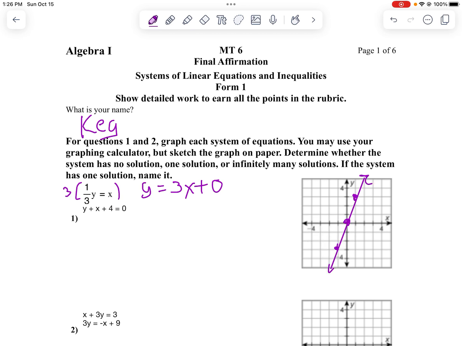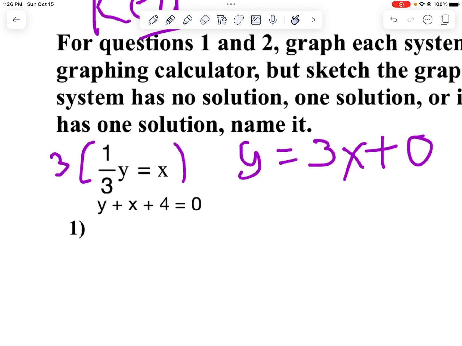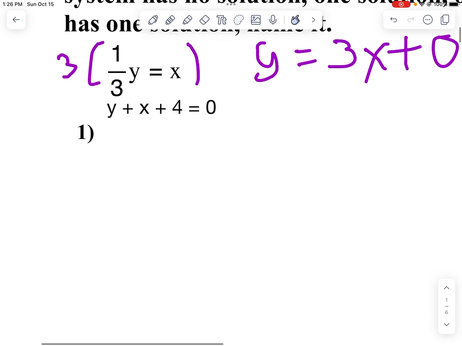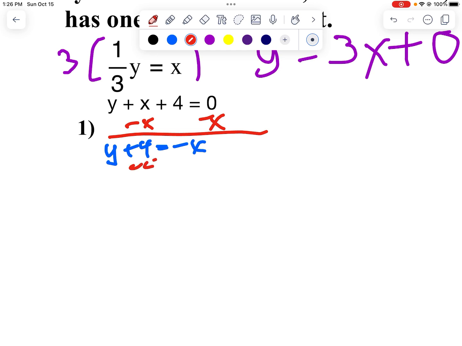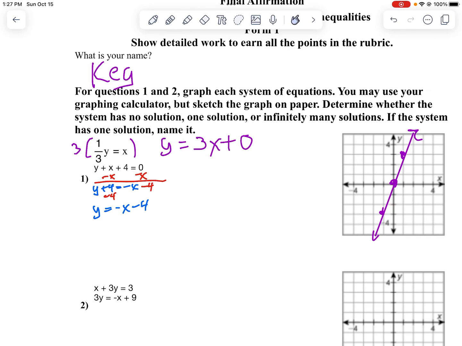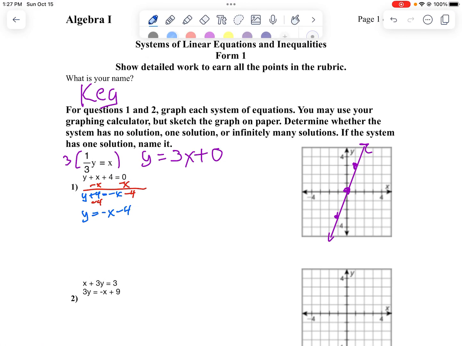Okay, let's do the same thing for the second equation. In the second equation, notice I want to get y by itself, so I think what I'm going to do is I'm going to subtract x from both sides to start with. So then I'll get y plus 4 equals negative x. Then I'll subtract 4. Can't combine my like terms. So y equals negative x minus 4, which tells me my y-intercept then is negative 4.